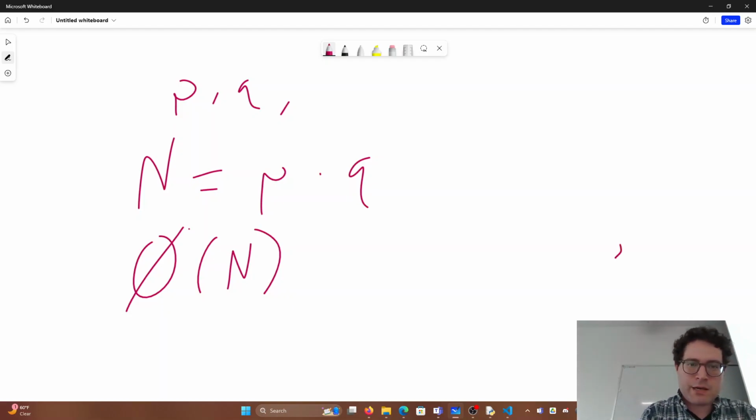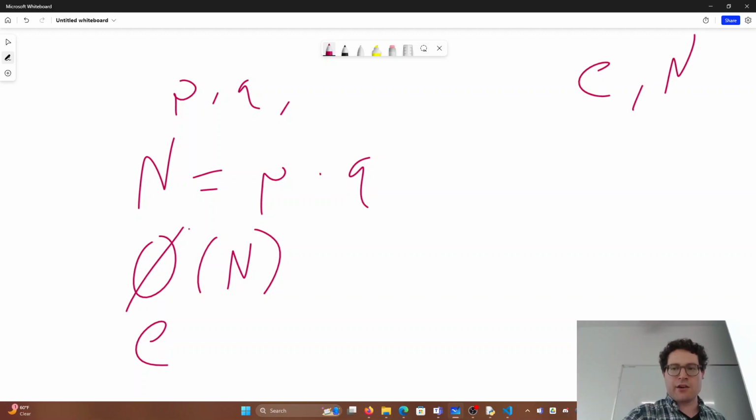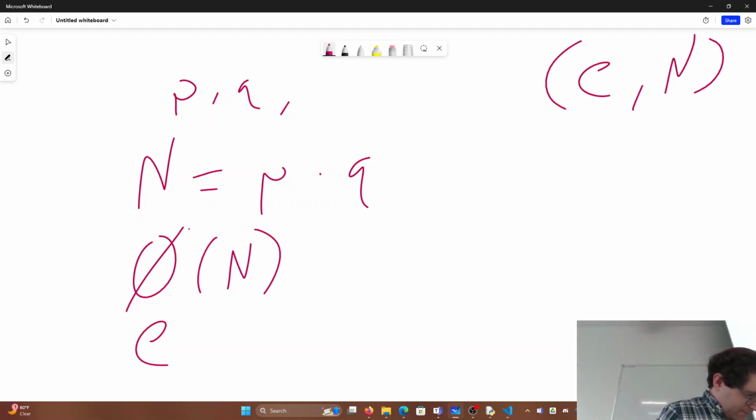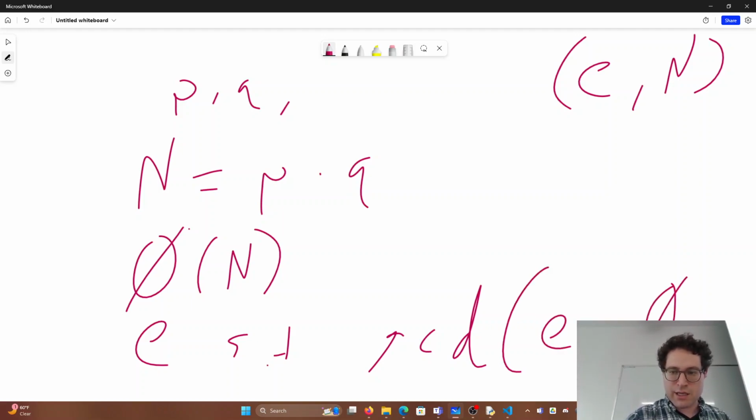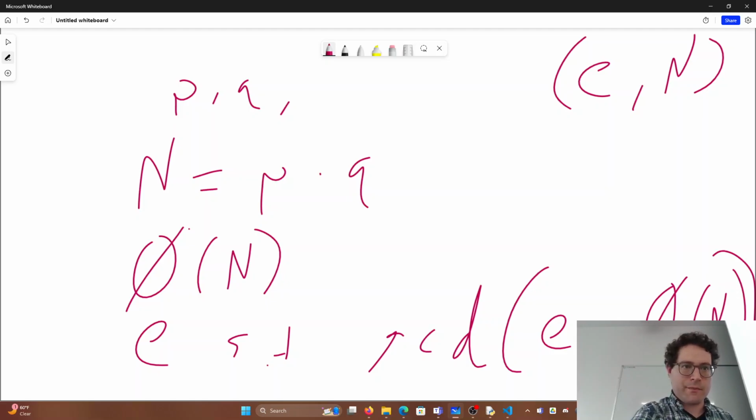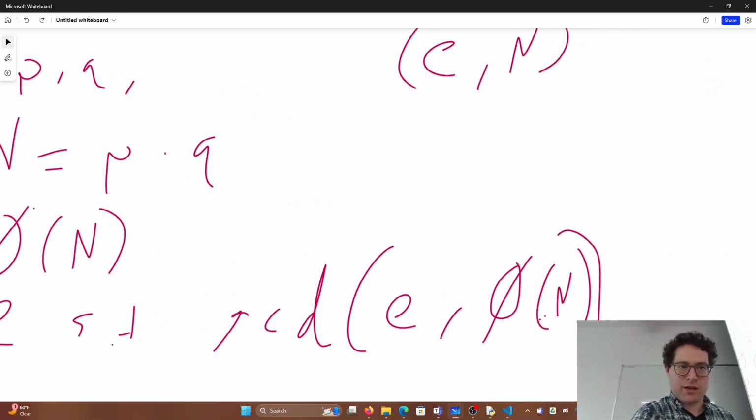Then what we need to do is calculate E. E is going to be used as our public key. Specifically, E and N are used, that's our public key. So how do we calculate that E? E is going to be coprime with the totient of N. So we need to choose an E such that the GCD of E and totient N is 1. Not N, I misspoke there. That's what coprime means. It means that it's equal to 1.